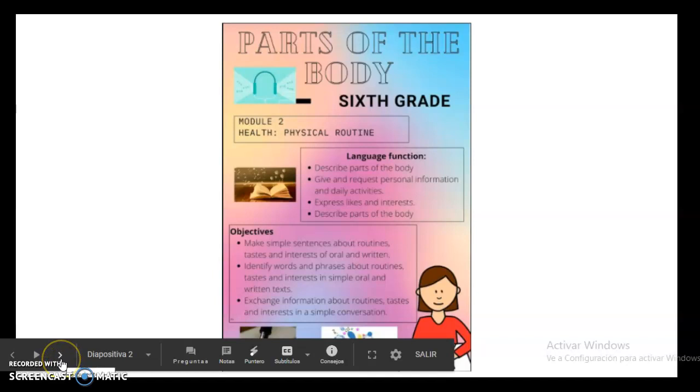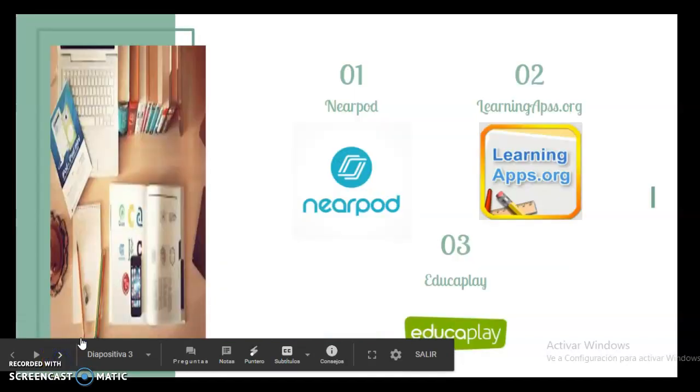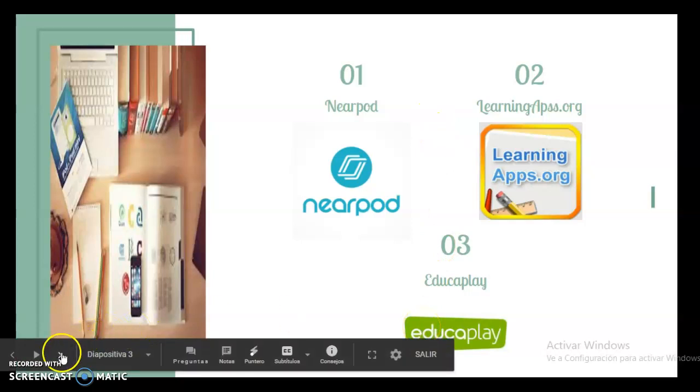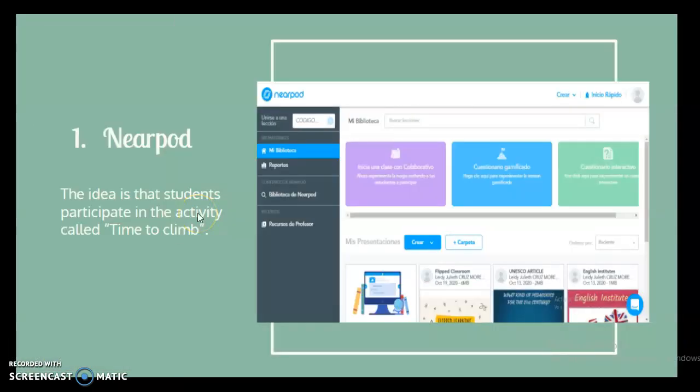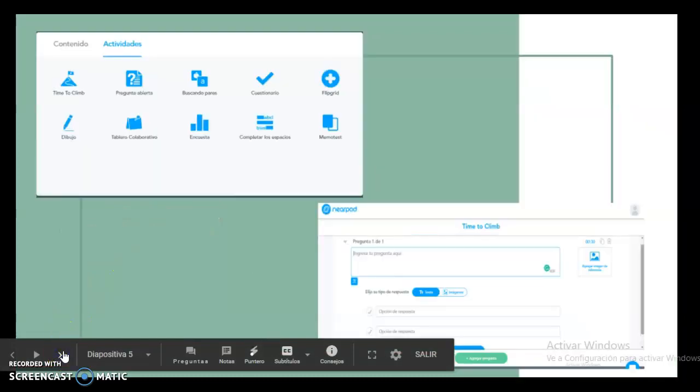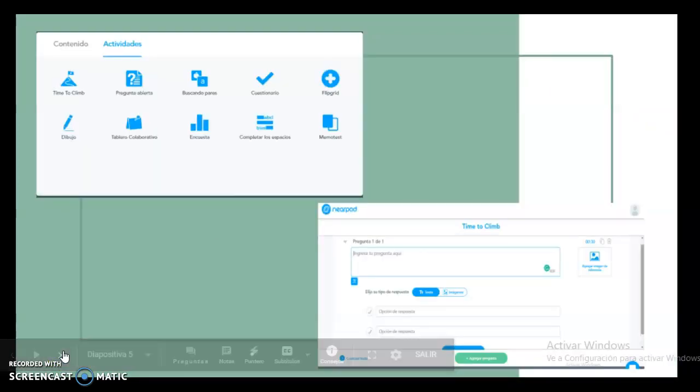So the tools that I am going to use for my activities are the following. The first one is Nearpod. The second one is Learning Apps, and the last one is EducaPlay. In Nearpod, the idea is that the students participate in the activity called Time to Climb. They will find some images, and the idea is that they choose the correct word according to the image, right? The images are about the parts of the body, of course.